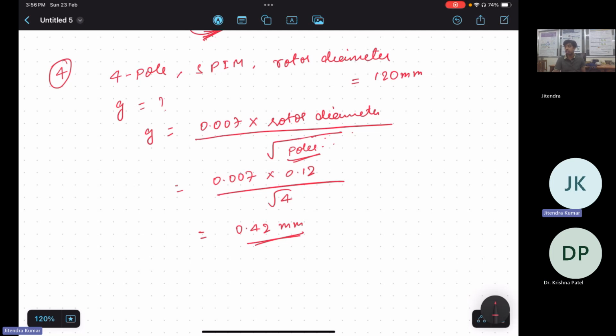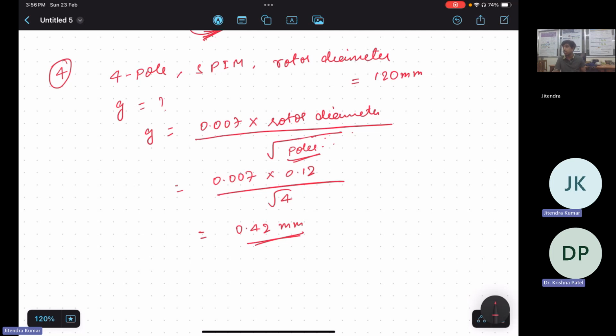D square L equation, in terms of power also, in terms of torque also. Power divided by C0 N cos phi ns, right? So from there you can calculate that. After that, core length you have to calculate, and for that the length to bore diameter ratio is given.